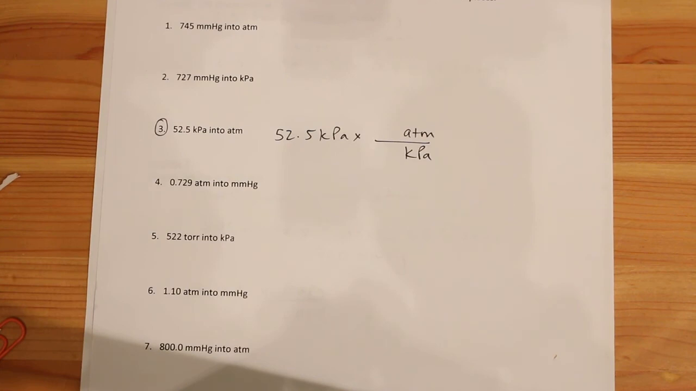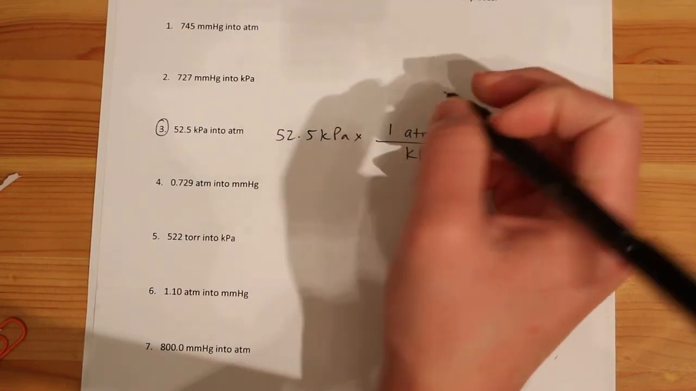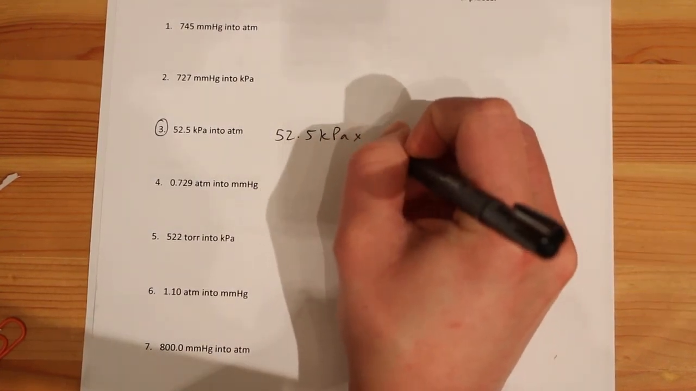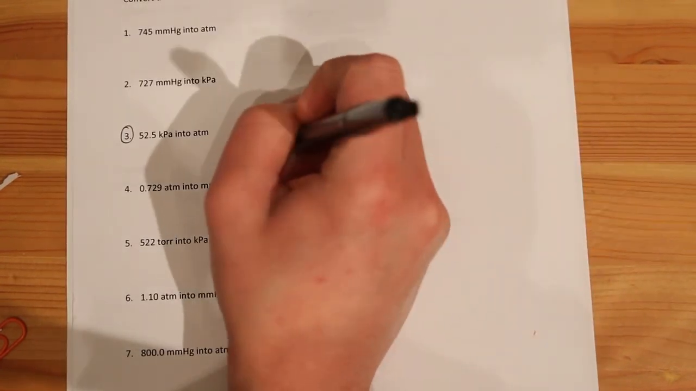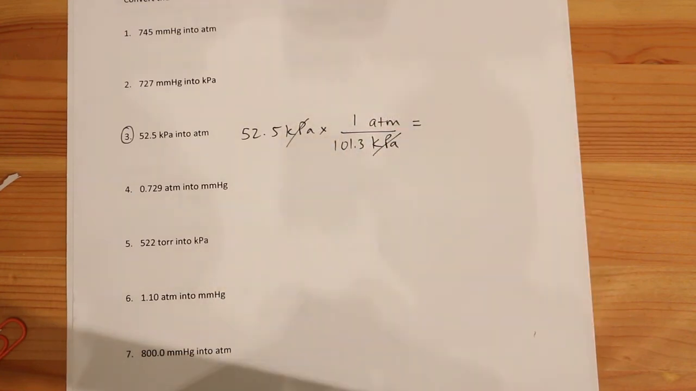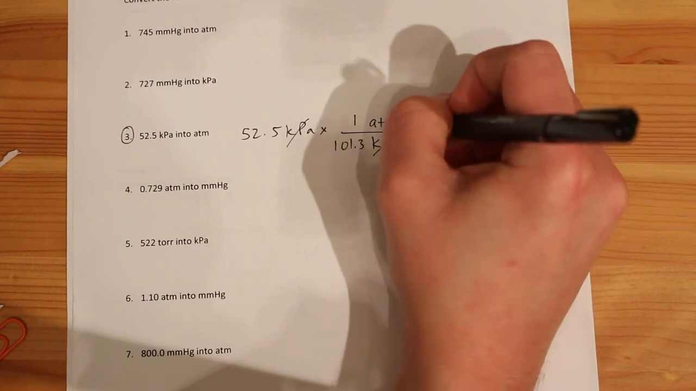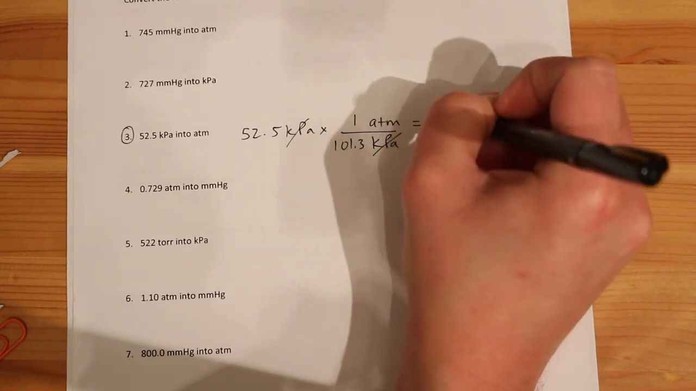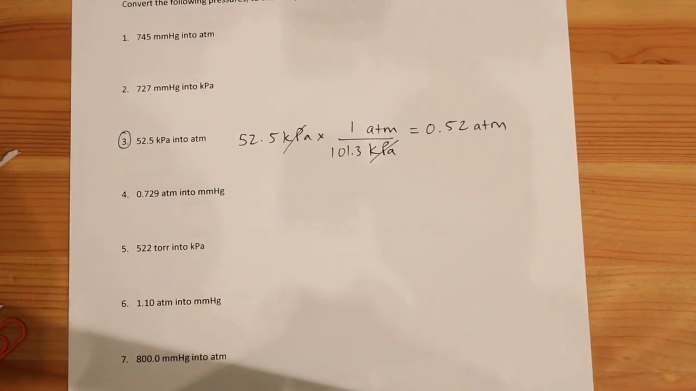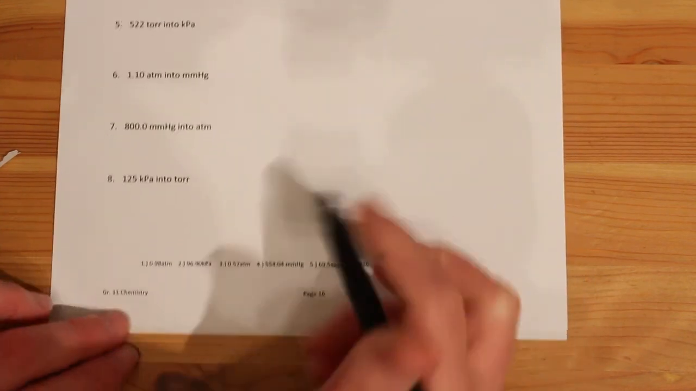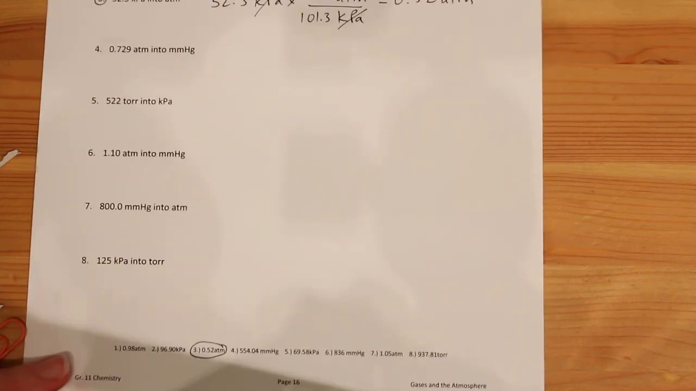So we know 1 atmosphere equals 101.3 kilopascals. Okay, and then our units of kilopascals cancel. So you just do 52.5 multiplied by 1 divided by 101.3. That gives us 0.52 atmospheres to 2 decimal places, and yep, that matches the answer that we were given on the bottom.